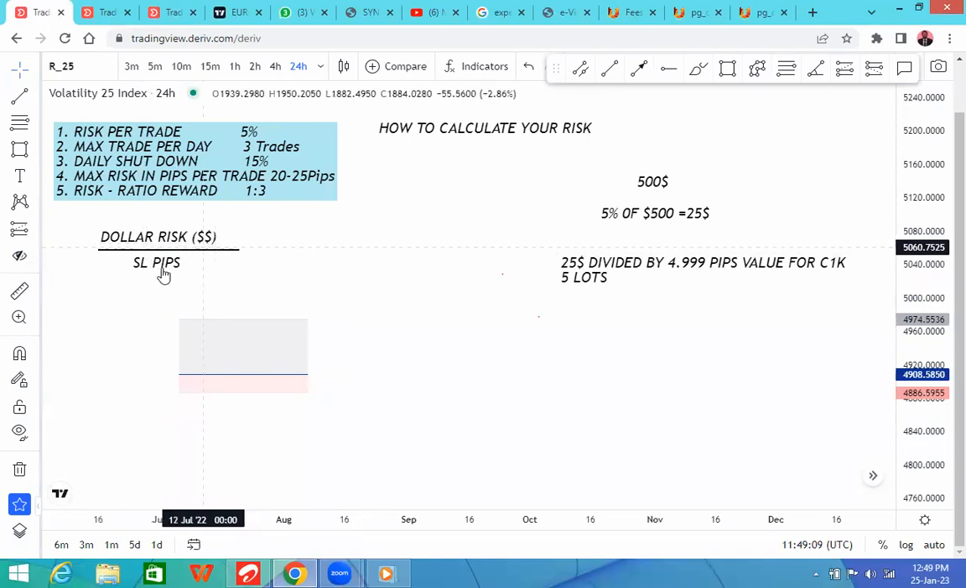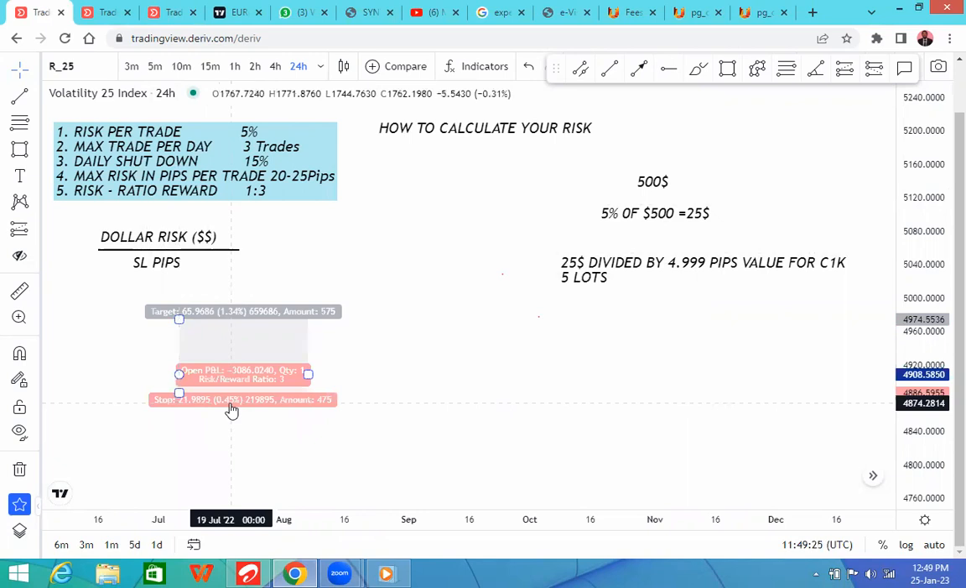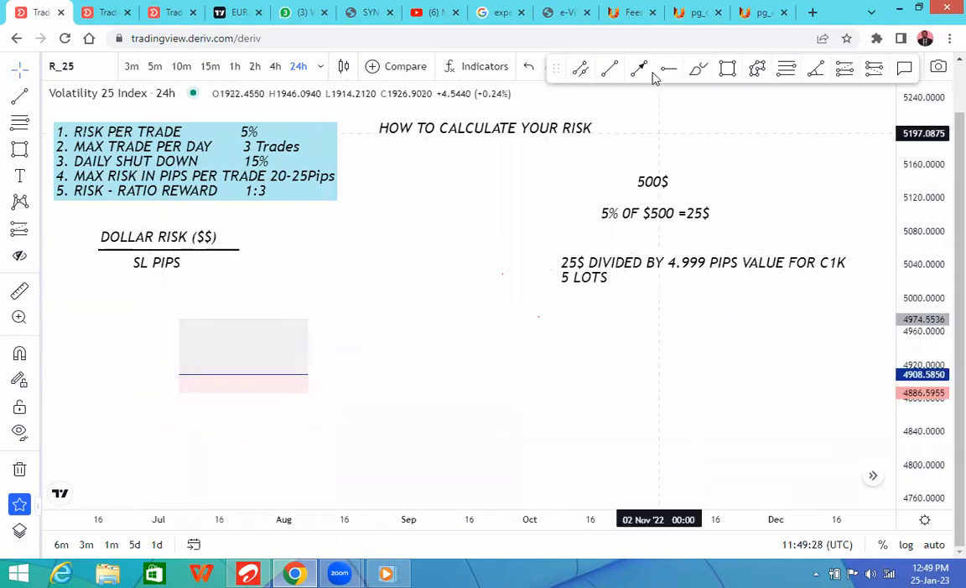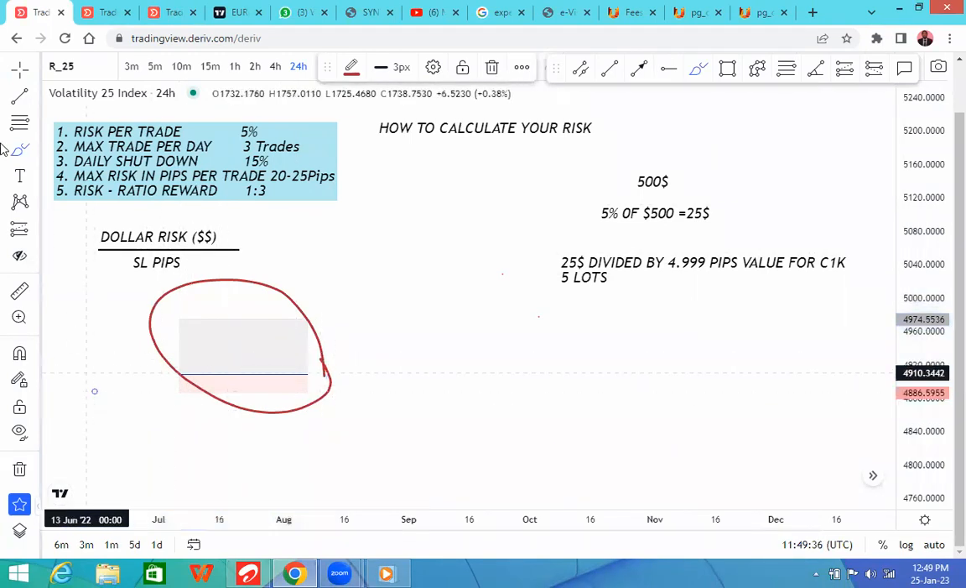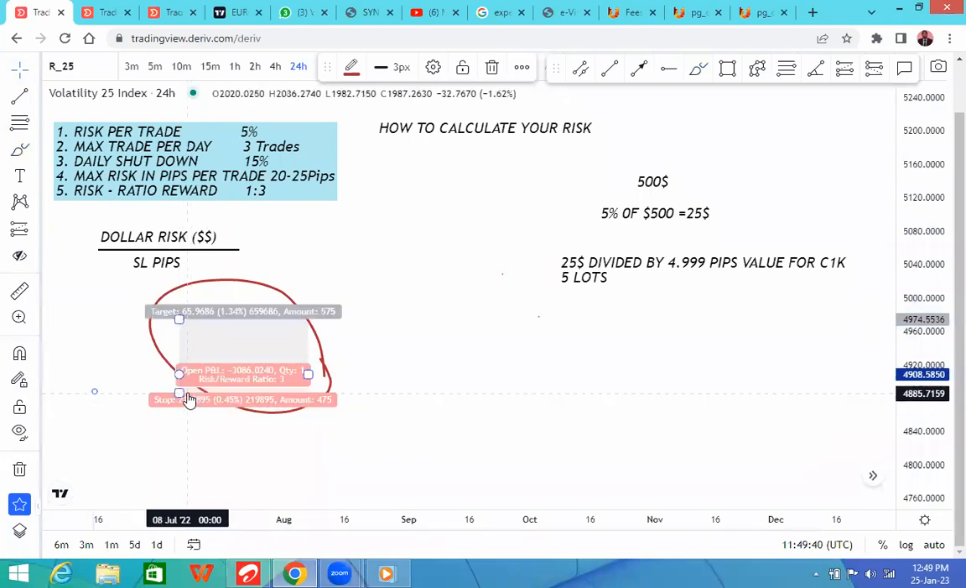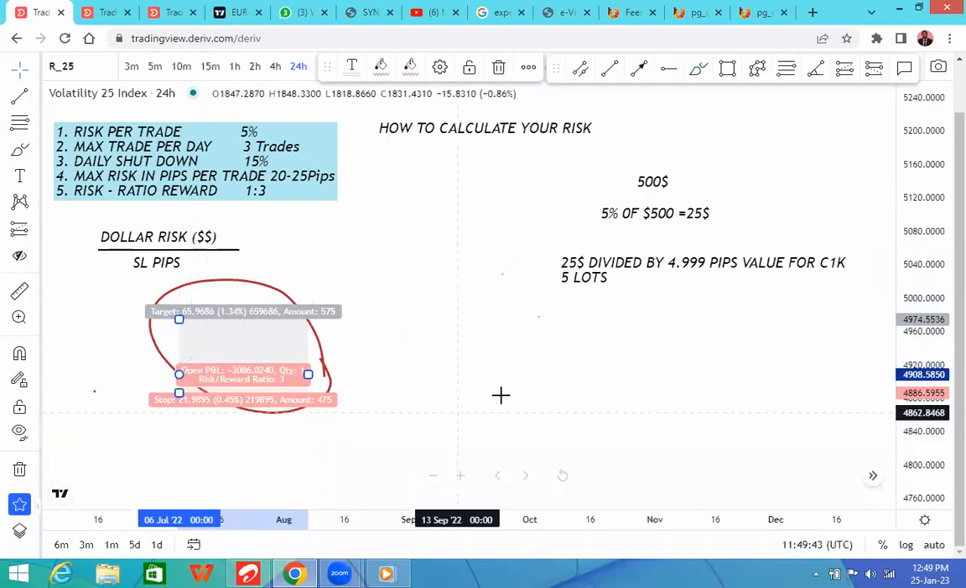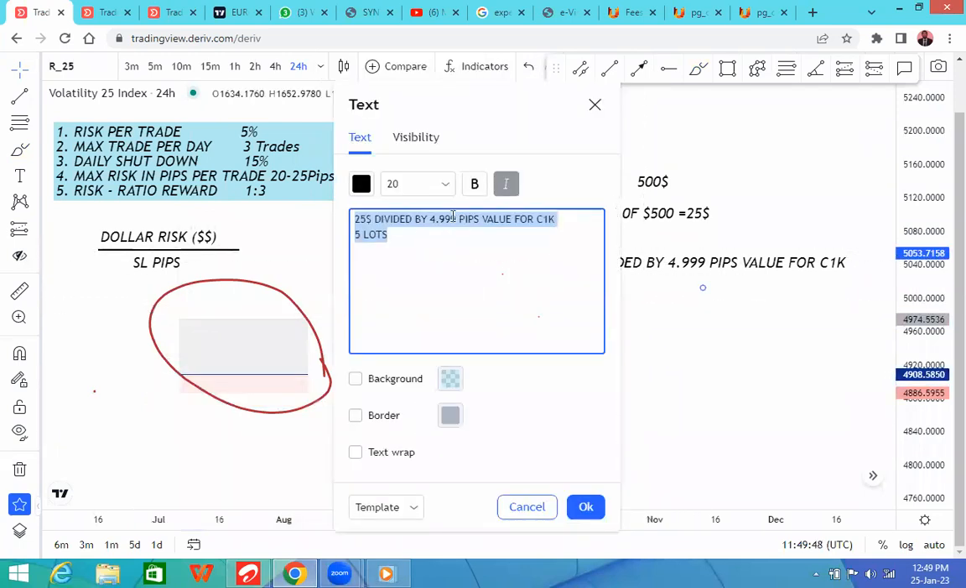am I correct? Dollar risk, sorry, stop loss pips. I was wrong. I was supposed to use this, stop loss pips. I was using the pips value. It's supposed to be 21 pips. So I'm supposed to use $25 divided by, using the example I put here for this trade. The pips value here is 21.98. Let me correct this. 21.98 is the stop loss pips for that trade.